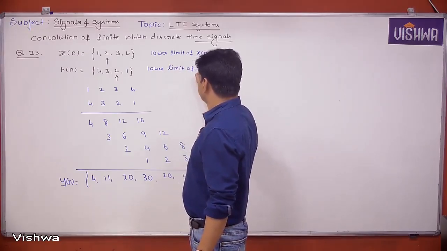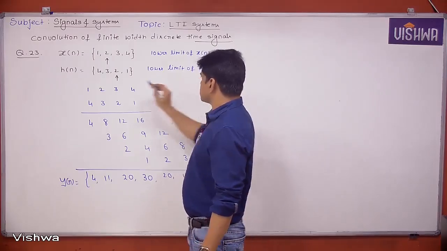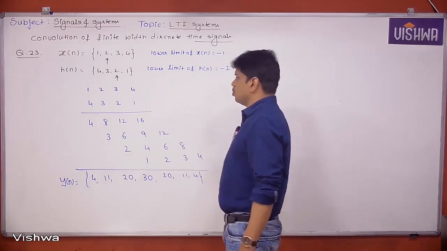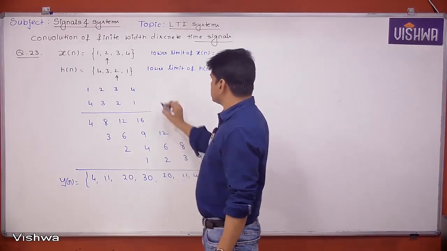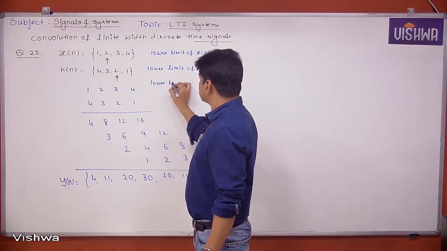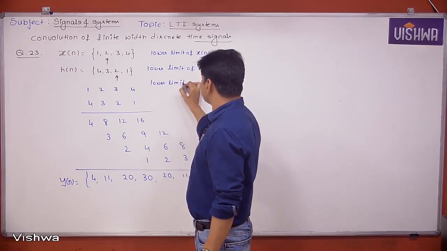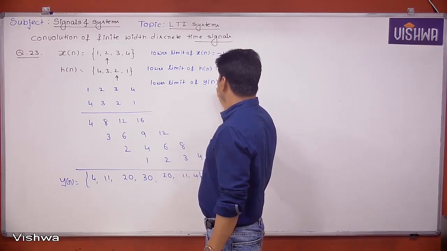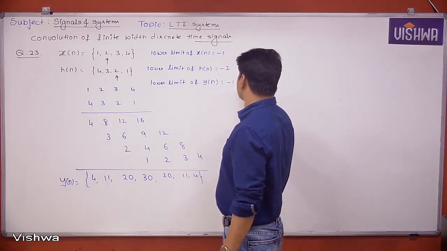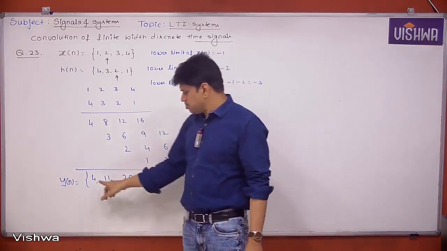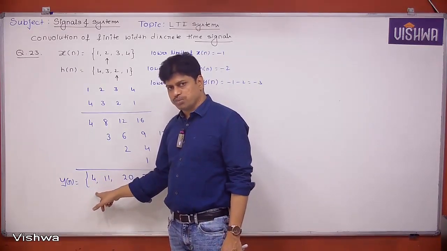Lower limit of h of n. So here is the arrow, minus 1, minus 2. So minus 2 position is the lower limit. Then we know that lower limit of y of n, from the limits property, is nothing but lower limit of x of n plus lower limit of h of n, that is minus 1, minus 2, that is minus 3. That means the lower limit position here is n is equal to minus 3.